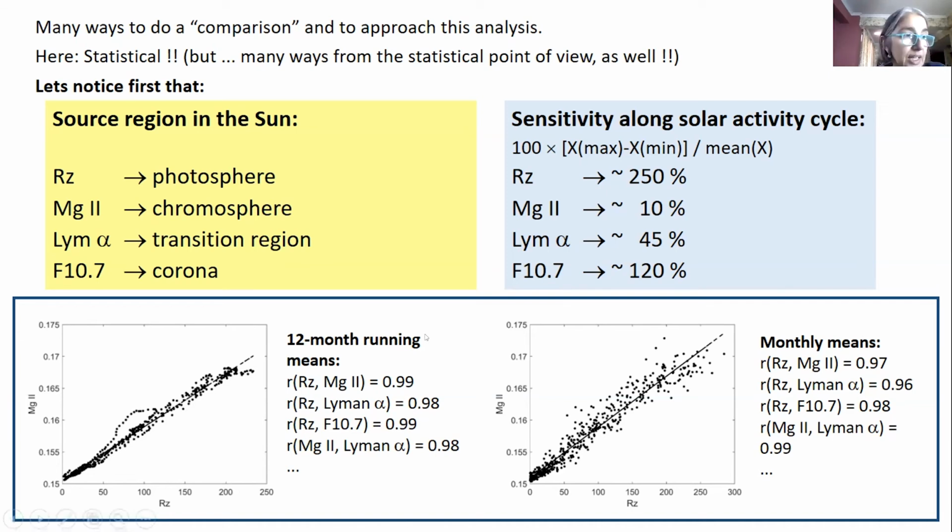Going to the correlation analysis, we have as an example the dispersion diagram between the sunspot number and magnesium 2 considering 12-month running means to the left and monthly means to the right. In both cases, an almost ideal linear association is noticed with a correlation coefficient above 0.95, considering all the pairs between the indices I will analyze. So we could say, at least statistically, that they have a common forcing, which we also assume is the same as for the EUV radiation.